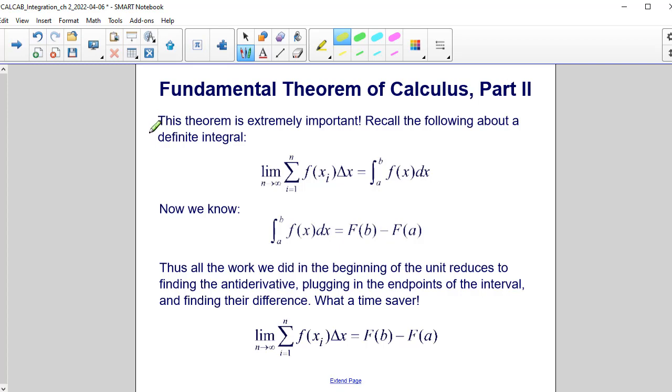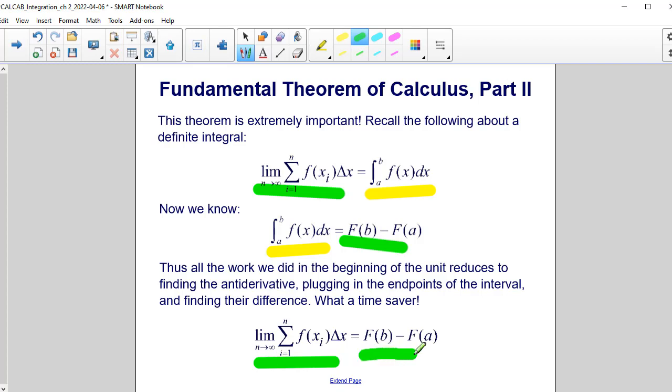Recall the following about a definite integral. The limit as n approaches infinity of this sum is equal to the definite integral from a to b of f of x dx. We now know that this same definite integral is equal to capital F of b minus capital F of a. Since both of these are equal to the same definite integral, we can set these two equal to each other and say that the limit of this sum as n goes to infinity is equal to capital F of b minus capital F of a.